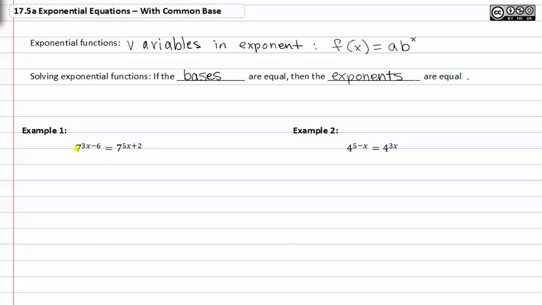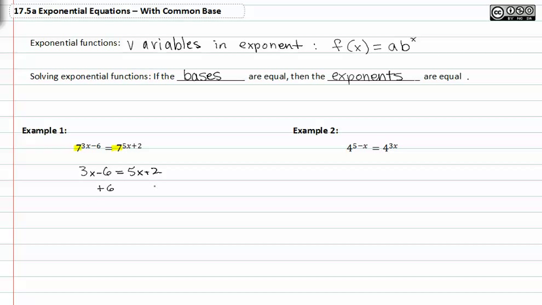Notice that my bases are 7 on both sides of the equation. Since the statement above says if the bases are equal, then the exponents are equal, we can simply rewrite without the bases and just write 3x minus 6 is equal to 5x plus 2. Now we solve for the variable in the exponent.